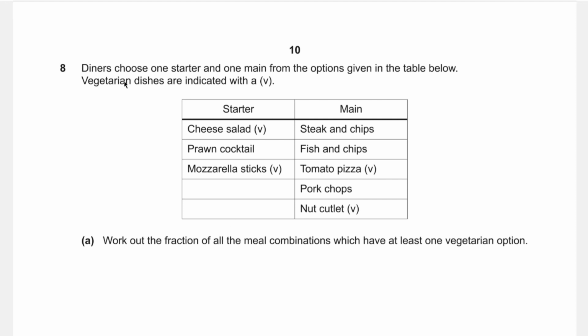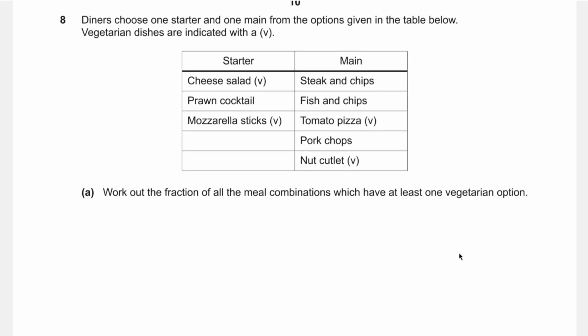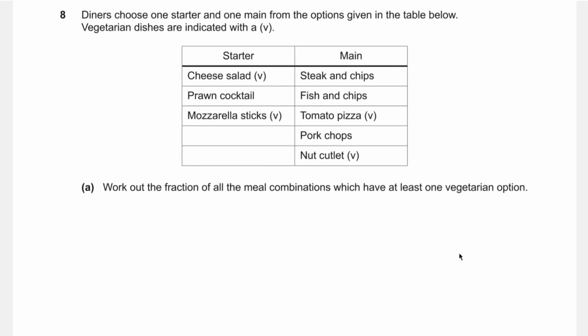Question number 8. Diners choose one starter and one main from the options given in the table below. Vegetarian dishes are indicated with a V. Part A, work out the fraction of all the meal combinations which have at least one vegetarian option. Well, what we need to do is find out all the different combinations we could have that include vegetarian.